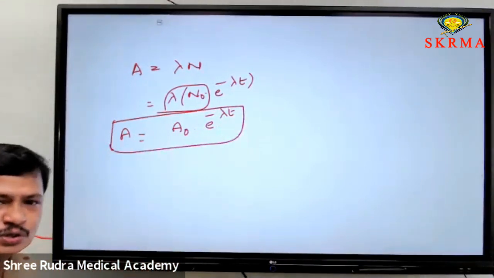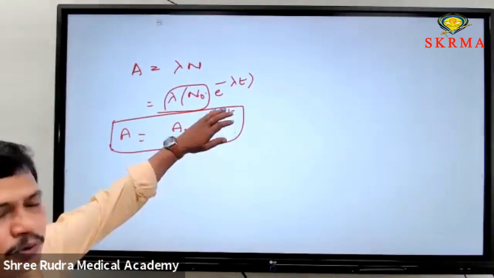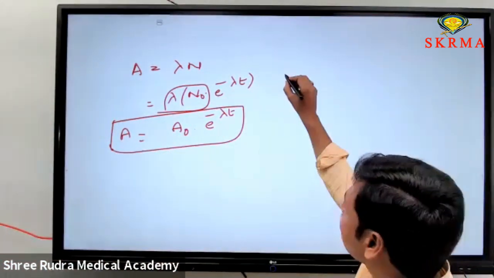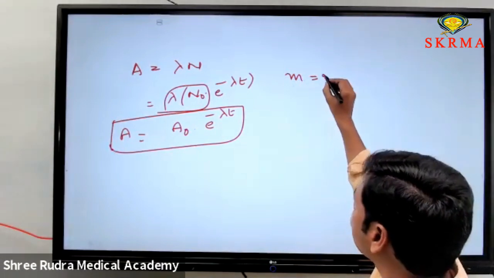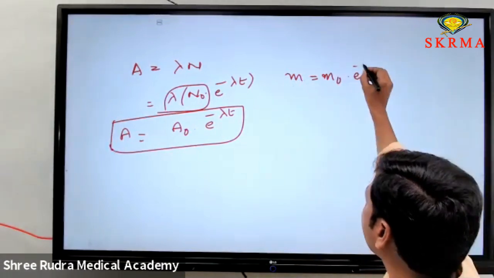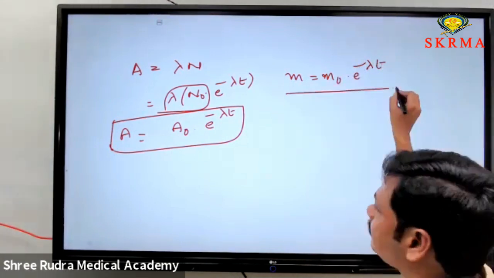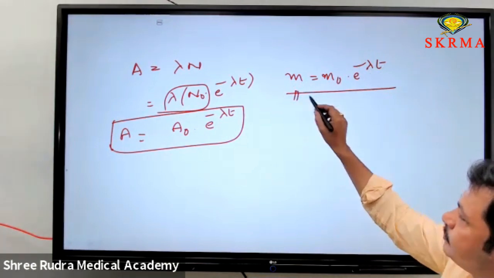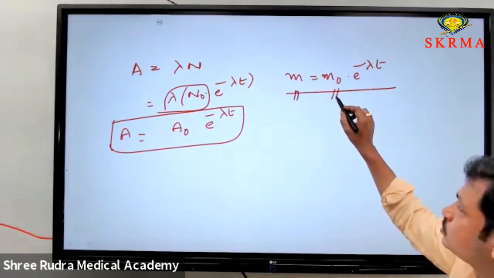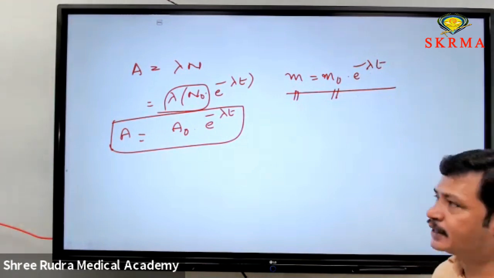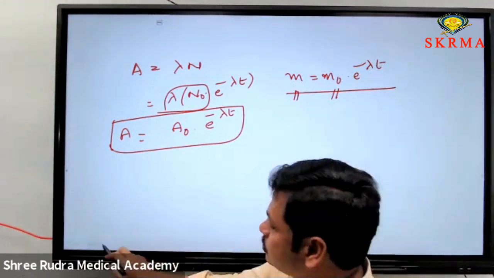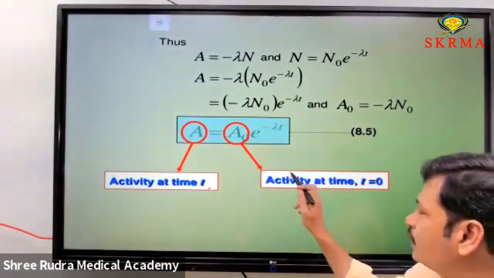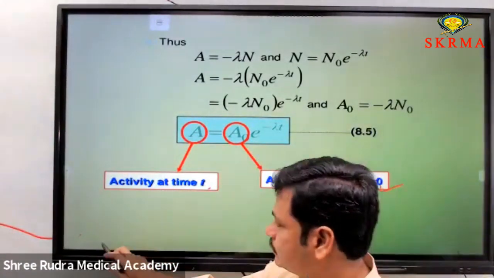The activity also decreases exponentially, e power minus lambda t. Sometimes they also ask about masses. The remaining mass left equals the initial mass m0 into e power minus lambda t. This is the remaining mass of radioactive nuclei, the mass left after time t, where m0 is the mass at time t equals 0. And also, here A is the activity at time t, and A0 is the activity at time t equals 0.